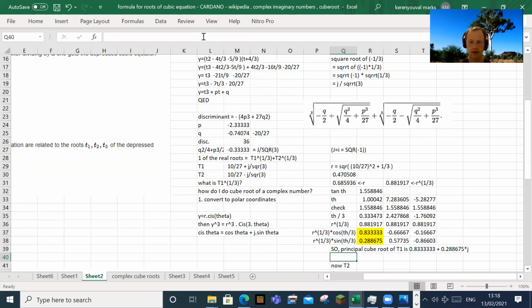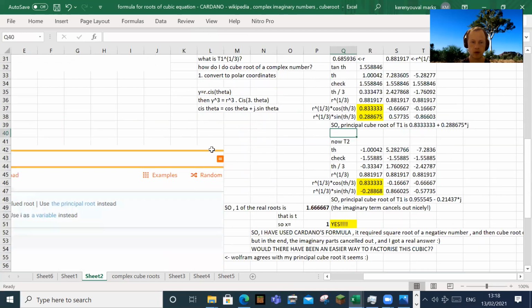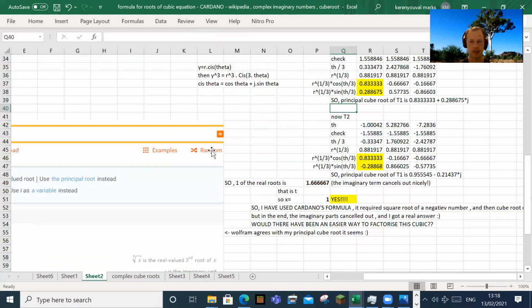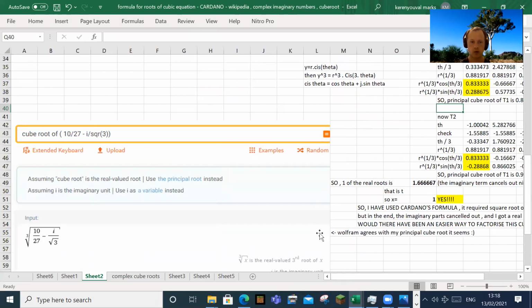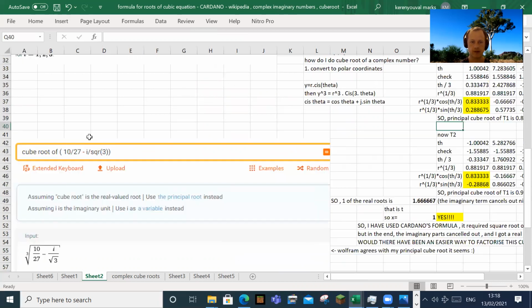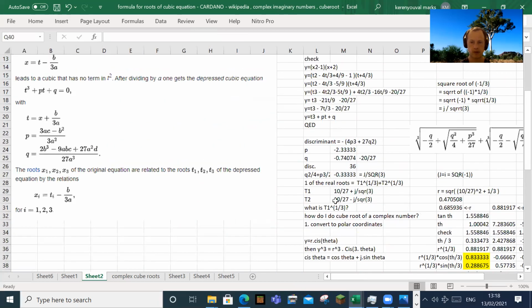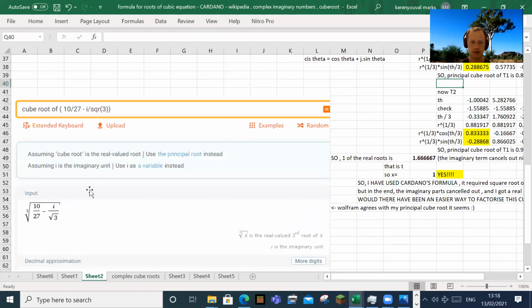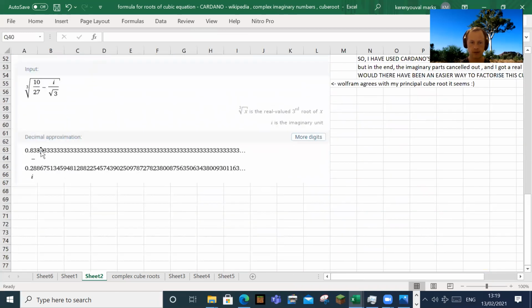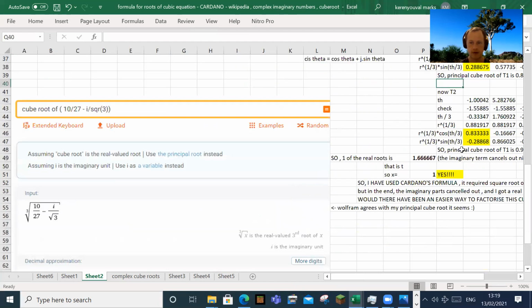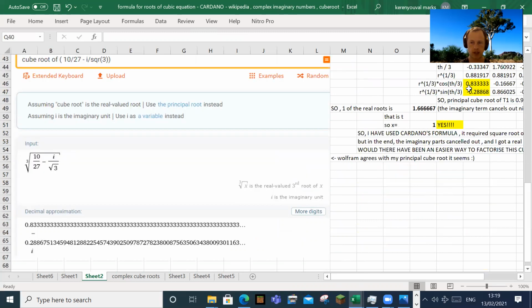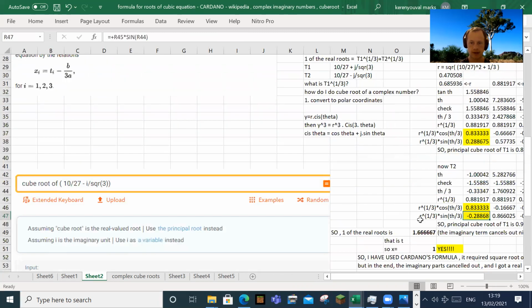0.288675. Now, what we can show you as well, something really amazing from the internet, is we can find this website called Wolfram Alpha. You can just type it in, cube root of 10 over 27 minus I divided by the square root of 3. That's what we're talking about. You type it in, and what does it give you? It gives you exactly what we got, 0.8333 plus 0.288675. Exactly that number, exactly what we've done here. So we've checked ourselves. So that's very nice.